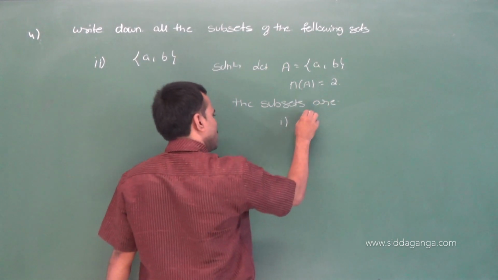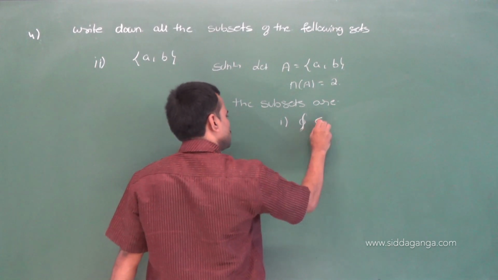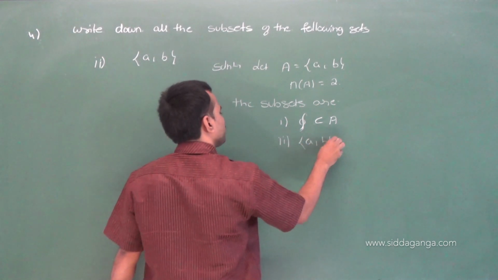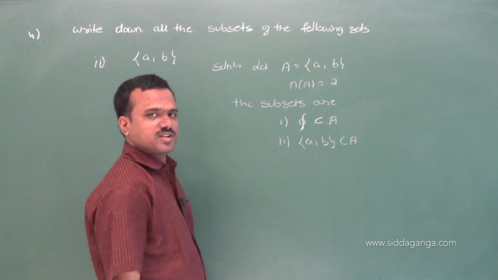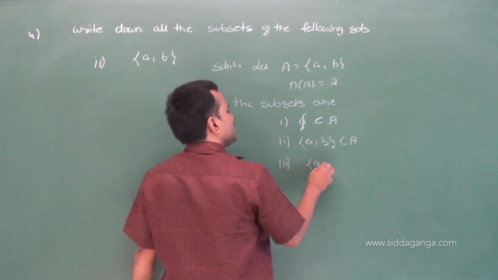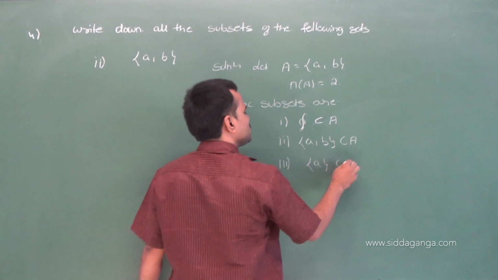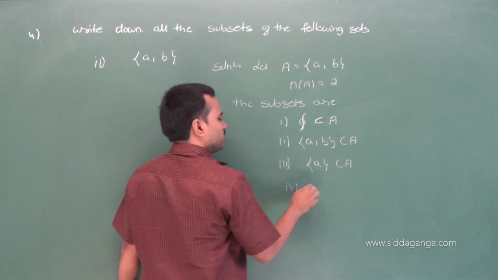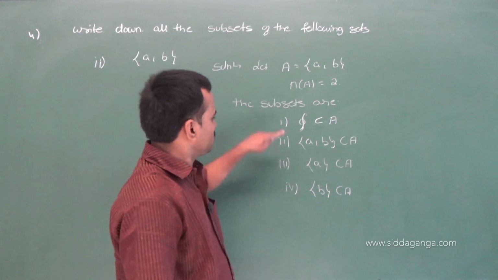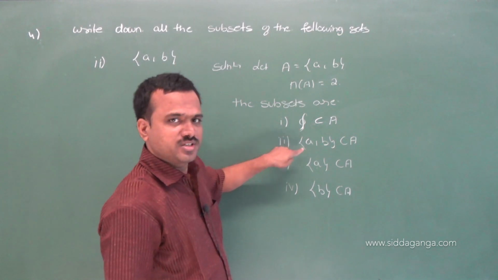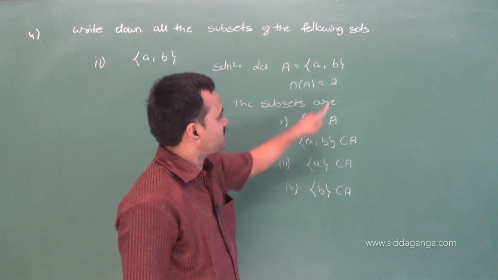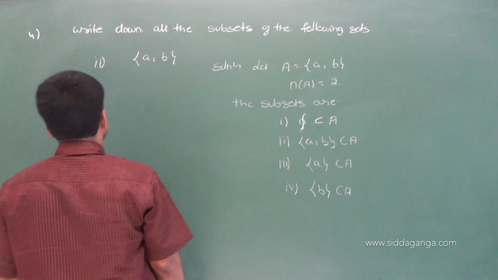first one is empty set is a subset of A. Second one is the set itself, {a, b}, is a subset of A. The set itself is a subset of A. Third one, we write one more set containing only single element a, {a} is also a subset of A. Fourth one, we contain only one element, that is {b}, is also a subset of A. Correct na? So the subsets are empty set, the set itself, set containing single element, that is a, and set containing single element, that is b. Correct? Okay. Third question.